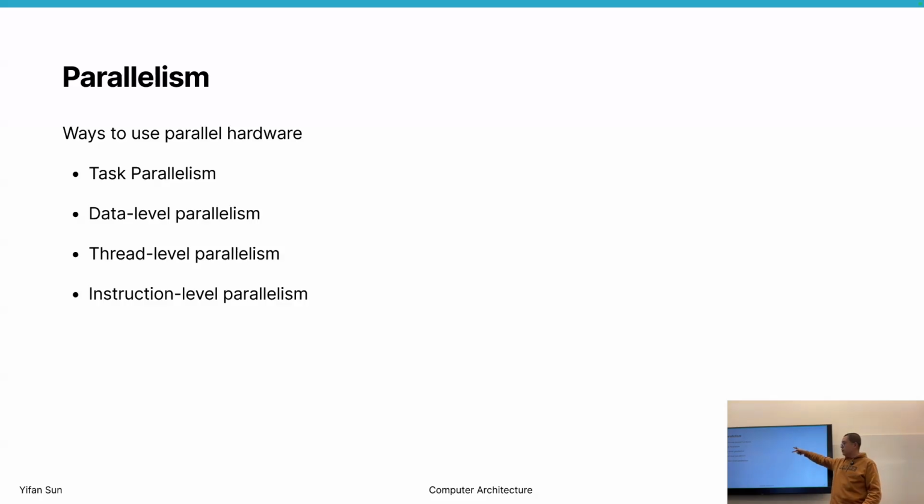For GPUs, we're going to talk about data level parallelism and thread level parallelism. For CPUs, we're mainly going to talk about instruction level parallelism. It doesn't mean GPUs don't use instruction level parallelism. We'll talk about how GPUs use instruction parallelism in Thursday's class. But mainly GPUs use data level parallelism and thread level parallelism.